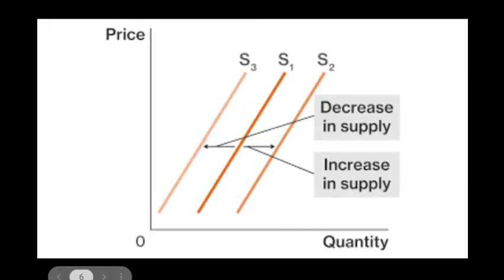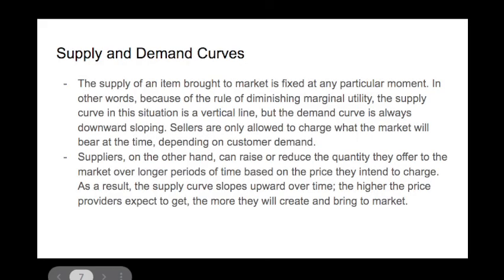Here's another good graph showing the farther right, there would be an increase in supply, and the farther left, there would be a decrease, and right in the middle is that equilibrium. So, supply and demand curves.